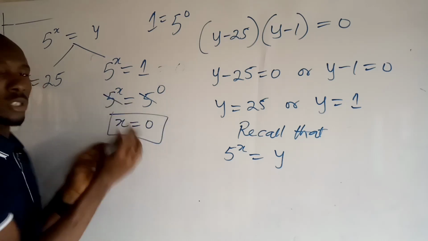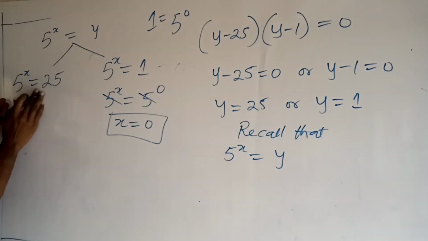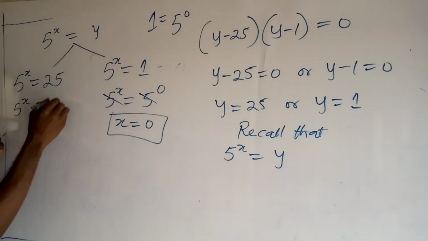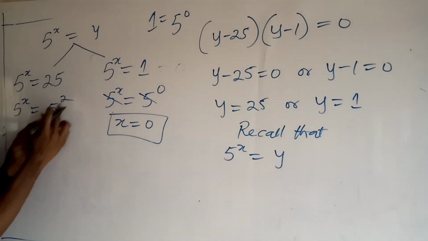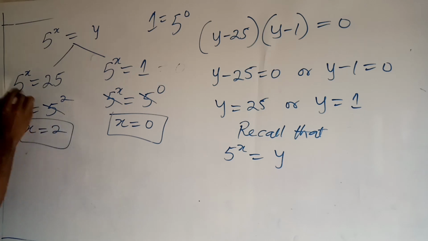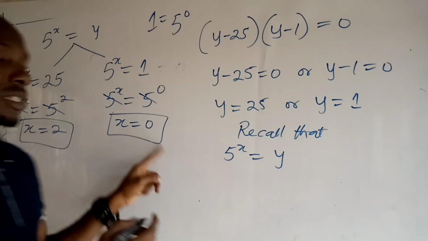So this is one solution for the value of x. Let us obtain the other solution. So at this point, you know that 25 can also be written as 5 to the power 2, because 5 to the power 2 is the same as 25. And at this point, the base will cancel out, so we have x is equal to 2. So the values of x that satisfy the equation are 2 and 0.